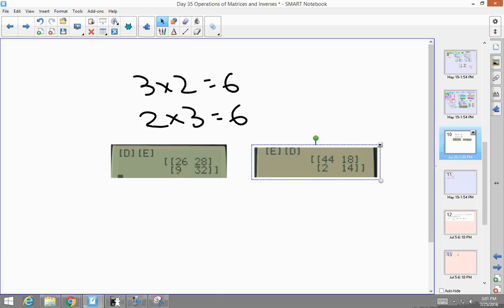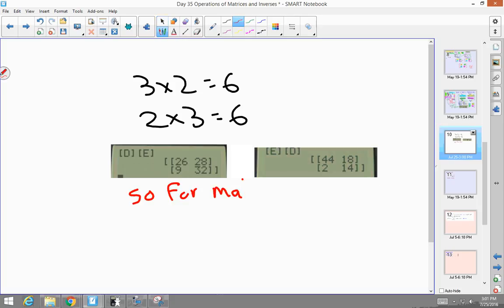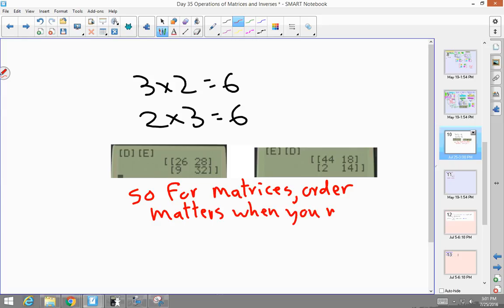Okay, so for matrices, order matters when you multiply.